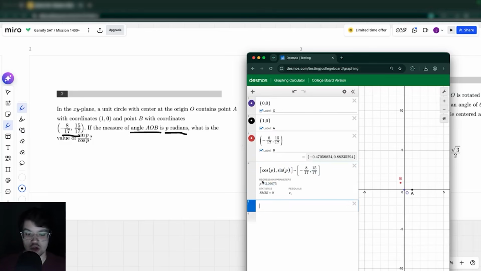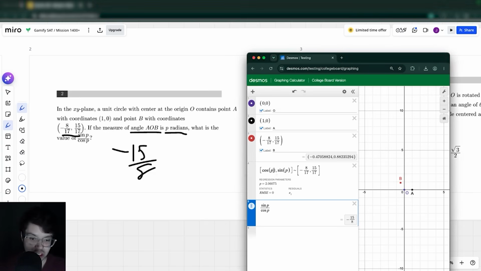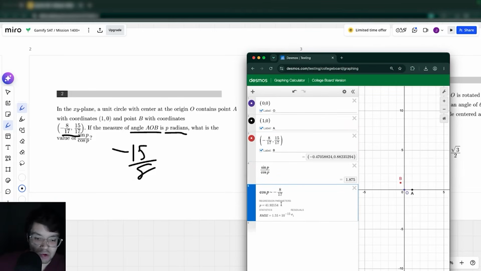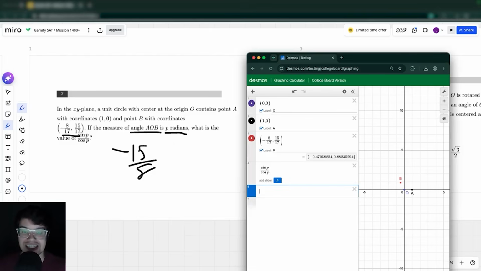So therefore, we can use that and say sine of p divided by cosine of p. That'd be negative 1.875, which would be equal to negative 15 divided by 8. One thing I should mention is that you may think you could just split these up and say something like cosine of p is equal to negative 18 divided by 17. That would not work, because there are multiple different values that could make this exact thing true. You only find the right one when you consider both of the different things. You're trying to find a value where both cosine of p is equal to that and sine of p is equal to this.